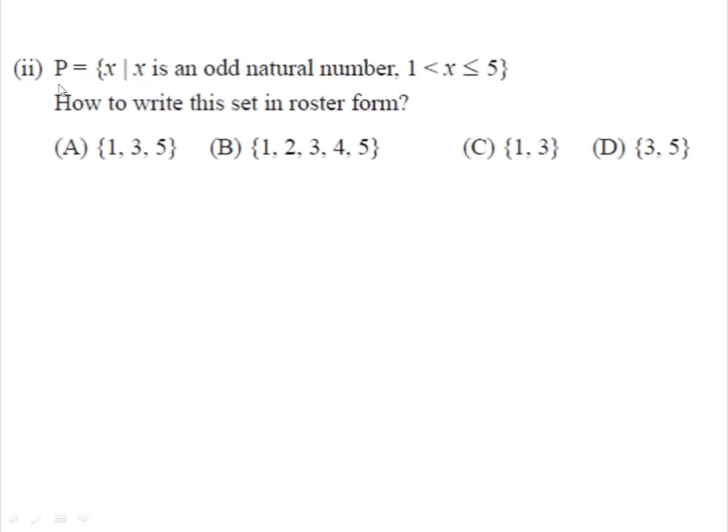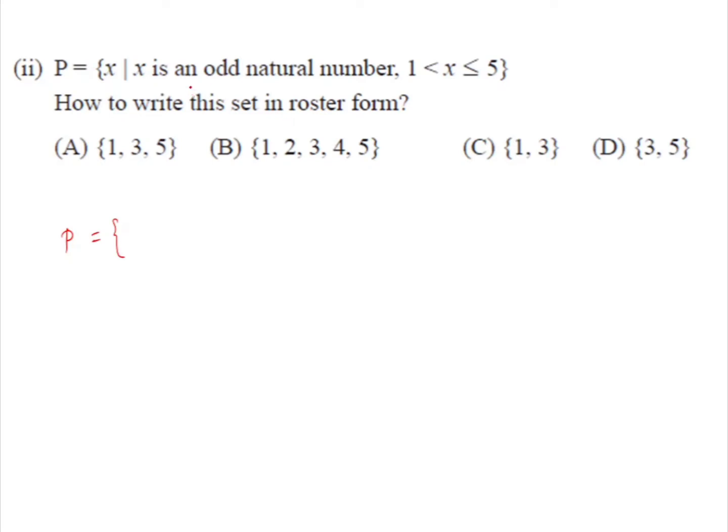So in this question, set P is given by rule method. So set P is equal to {x such that x is an odd natural number which is greater than 1 and which is less than or equal to 5}. Now we have to write this set in the roster form. So to write this set P in roster form, we have to collect the elements having this property, and we have to write these elements in set P. So that will be in the roster form, which is also called the list method.